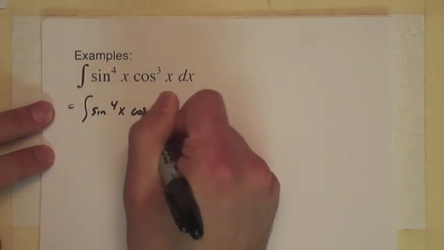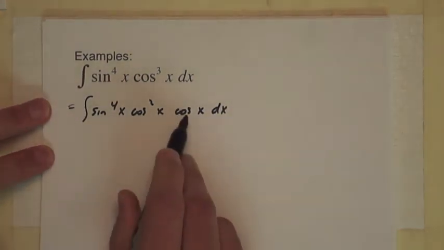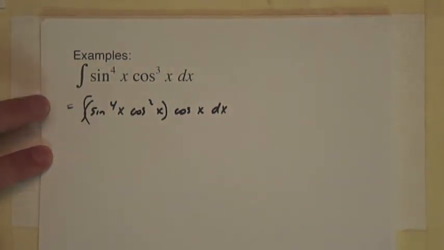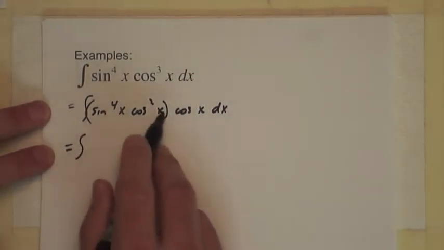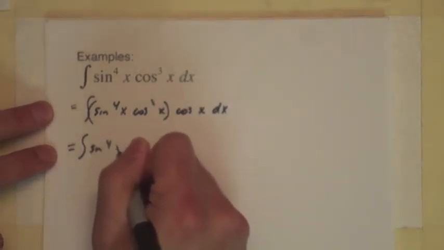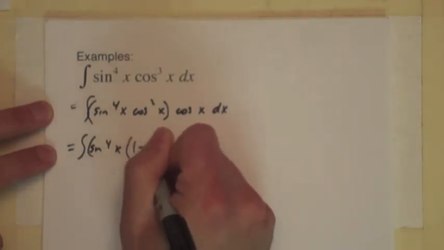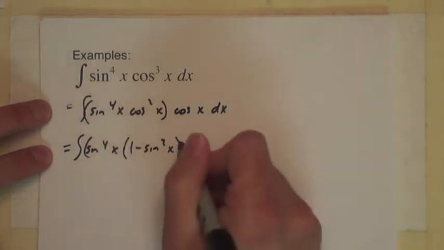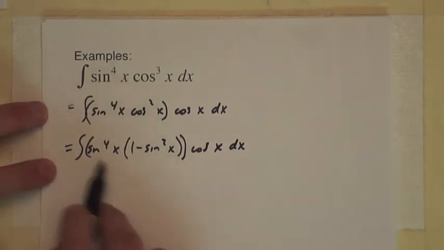Here's what I mean by separate one of the cosines out of these three from the other two. I mean like this. Now we're going to use the Pythagorean trig identity, cosine squared equals 1 minus sine squared. We're going to substitute that for cosine squared x to change all other cosines other than this one that we pulled out. Change them all to sines. So now we have only sines.